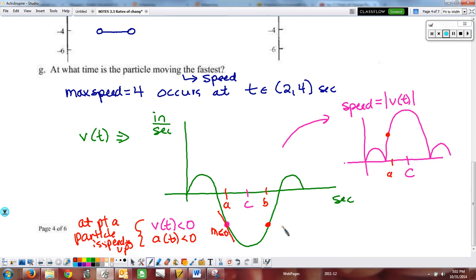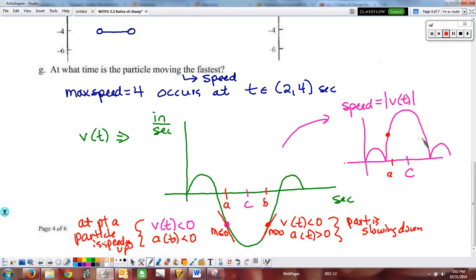Well, what I know here is that my velocity is still negative because I'm below the x-axis. I look at the slope of that. My slope is a positive slope. So that means my acceleration at that time is positive. These two things are working against each other. So if they're working against each other, the particle is slowing down.